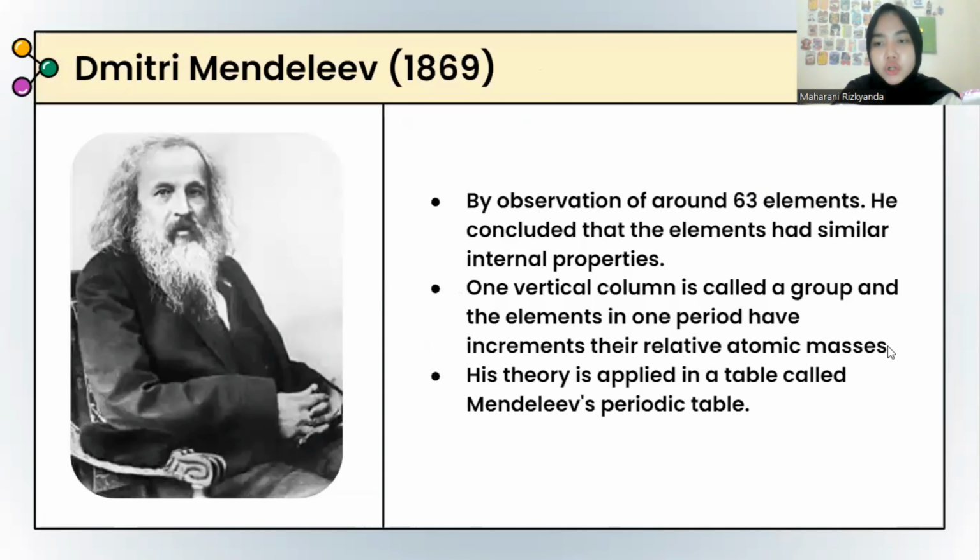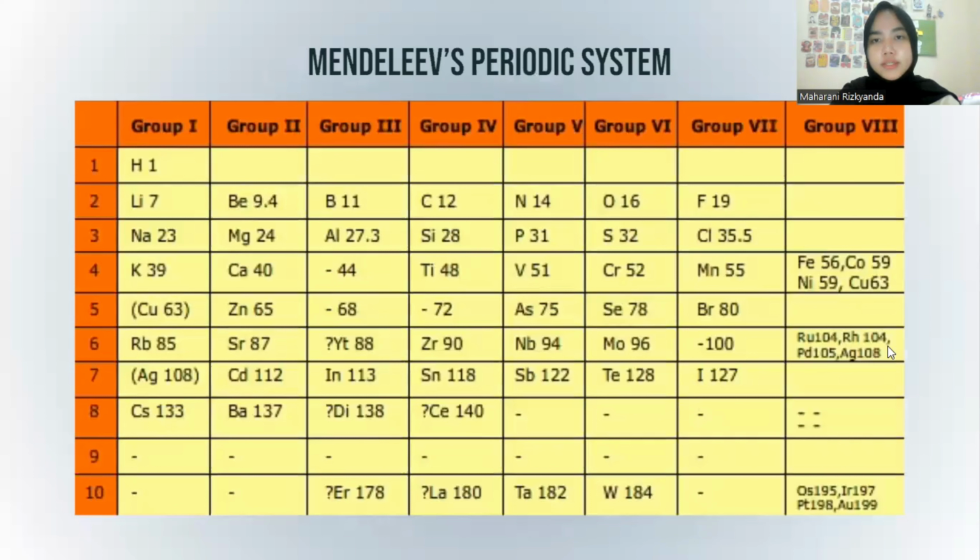The next one is Dmitri Mendeleev. In 1869, by observation of around 63 elements, Mendeleev concluded that the elements had similar properties. One vertical column is called a group, and the elements in one period have increasing relative atomic masses. This theory is applied in a table called Mendeleev's periodic table. This is Mendeleev's periodic system. There are 8 groups and 10 periods. In Mendeleev's periodic system, there are empty spaces, and this is one of the weaknesses of his theory.